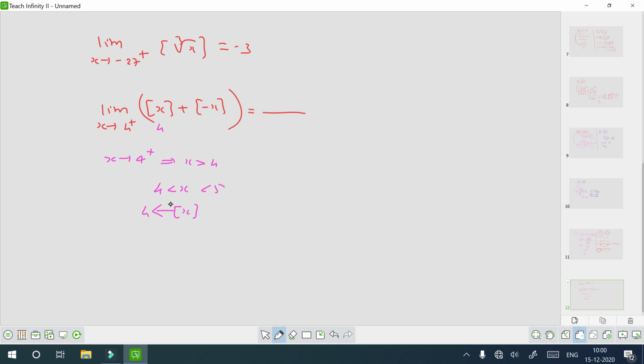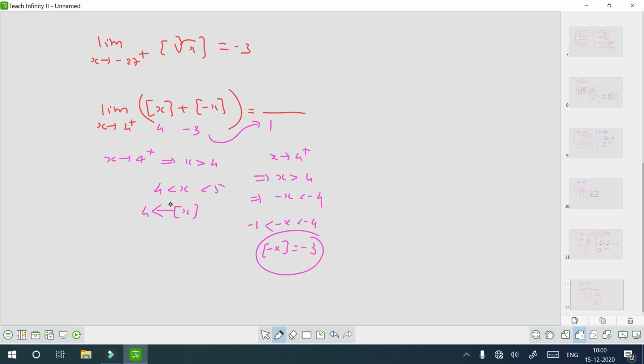Now see, x tends to 4 plus implies x greater than 4, implies minus x less than minus 4. So minus x less than minus 4, so there should be a minus 3. Yes or no? Yes. So this integer part of minus x is equal to minus 3. So 4 minus 3, it comes out 1. In this way we can calculate it.